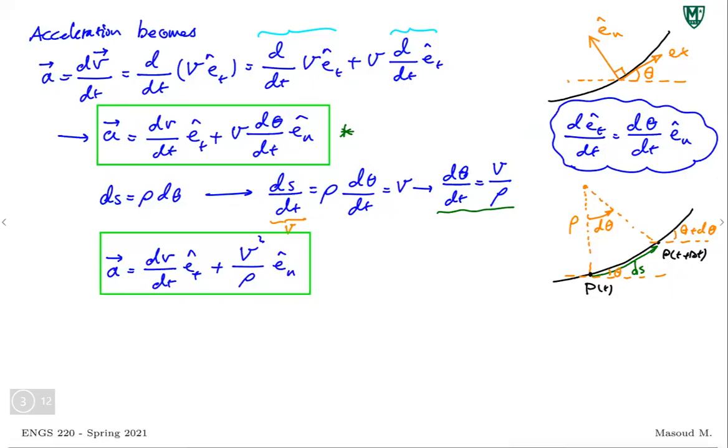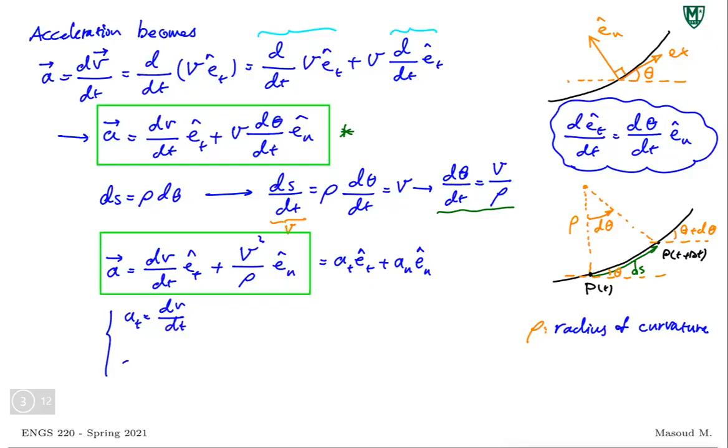I only lost the definition of rho, so I'm just going to add it here. That's radius of curvature. So basically, you're going to have two components, right? You can write it as AT, component in tangent direction, ET, plus component in normal direction, EN. And then AT would be dv dt, and AN would be v squared over rho, right?